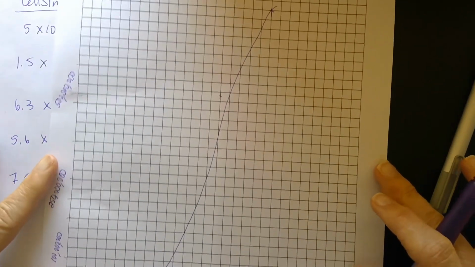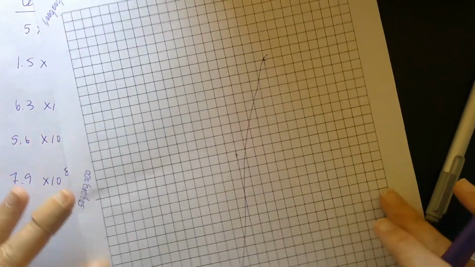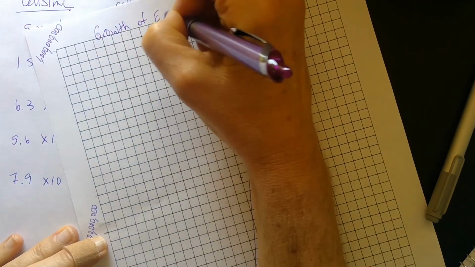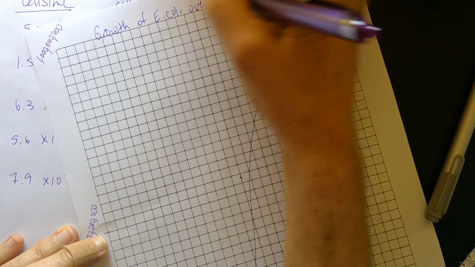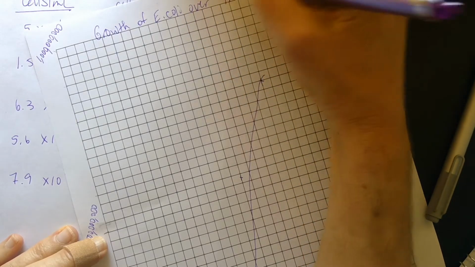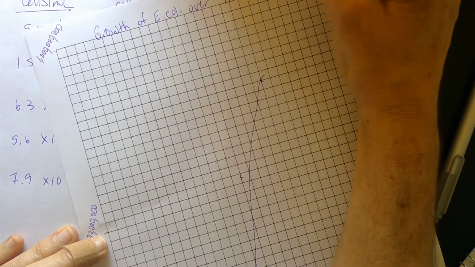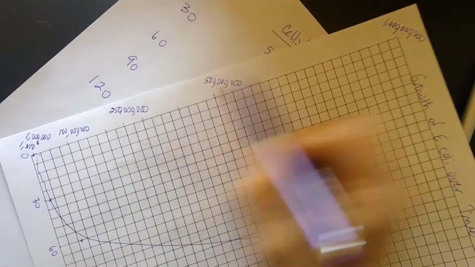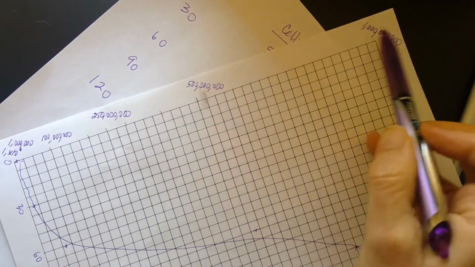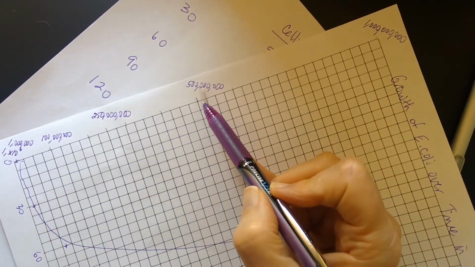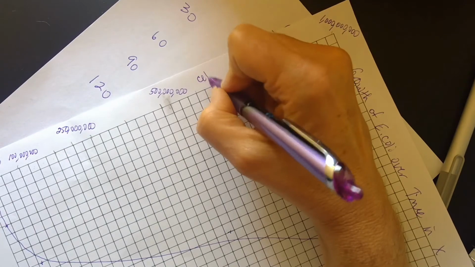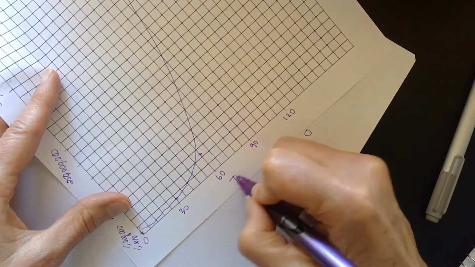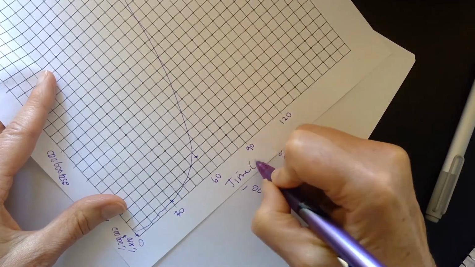Be sure once you have your graph worked out that you go ahead and add a title: growth of E. coli over time in X media. And make sure you add labels on your y-axis, again making sure that your y-axis is spaced out accordingly. And this is cells per ml. And down here is time, and our units were minutes.